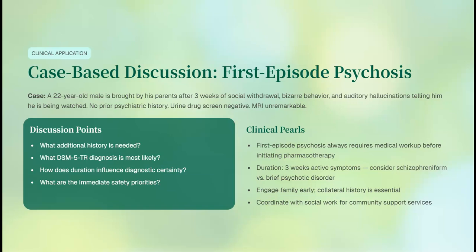So medical workup, that's a non-negotiable. You have to do that before we start any antipsychotics. We want to rule out any organic causes. Family involvement is going to be crucial because they can provide some collateral history and support, so we're going to engage them. Connect with social work for housing, benefits, community resources. And then this is a treatable condition with good outcomes if it's caught early.